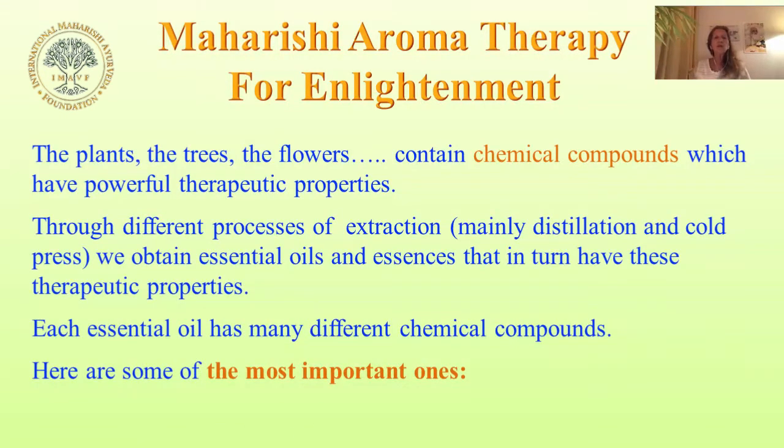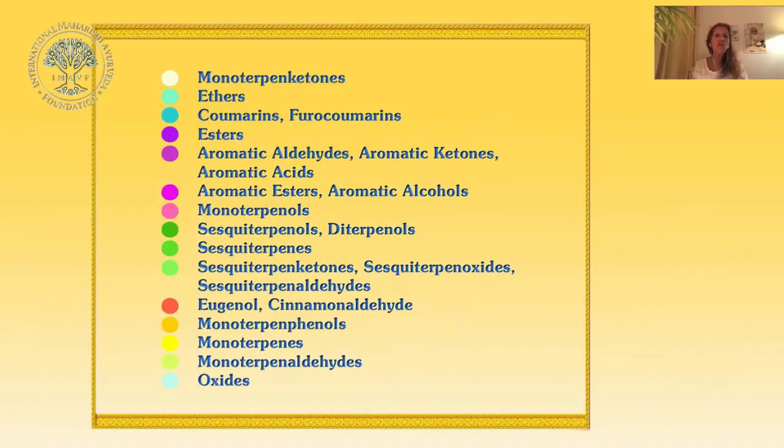The plants, the trees, the flowers contain chemical compounds which have powerful therapeutic properties. Through different processes of extraction, mainly distillation and cold press, we obtain essential oils and essences that in turn have these therapeutic properties. Each essential oil has many different chemical compounds. So we are going to look at some of them. It is important to know the chemical compound, and we will see why. So here is a list of some of the most important.